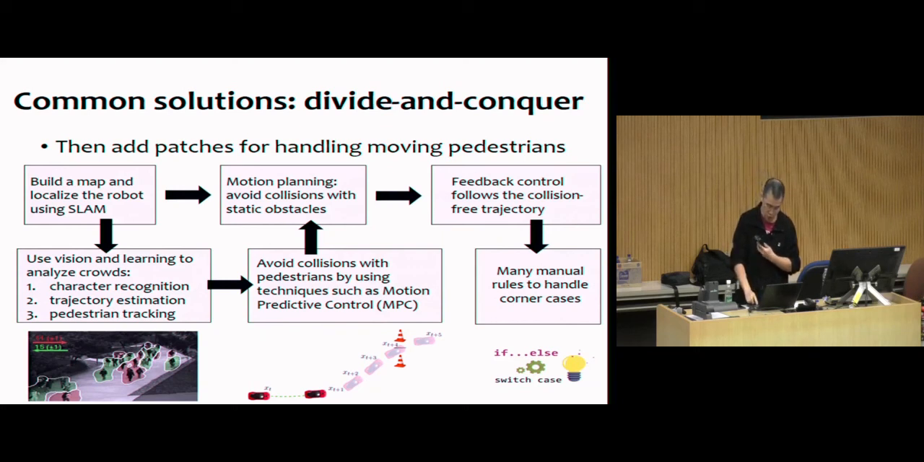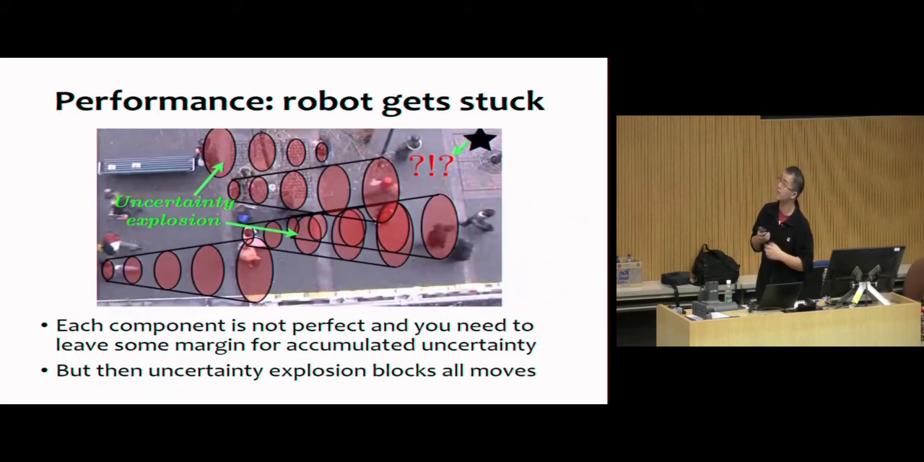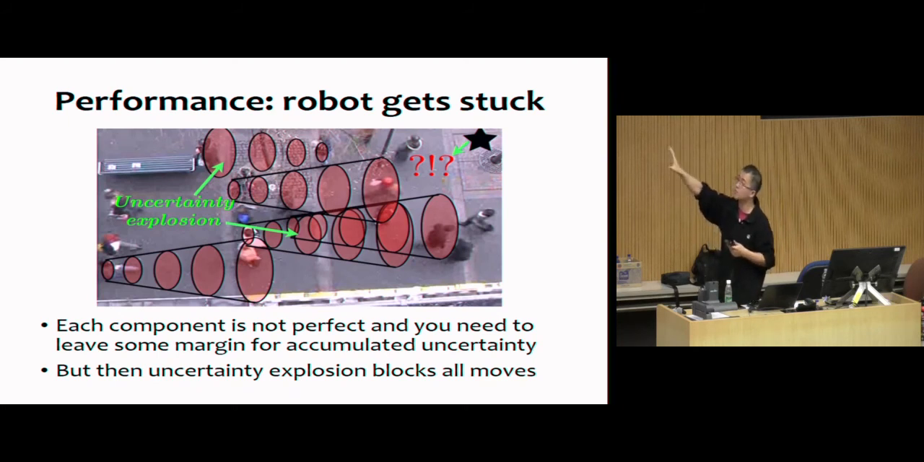We also work with many companies. These companies implement this kind of system, and then they want to see how it works. The actual performance is that the robot will easily get stuck inside the dense crowd. The reason is very simple. We have many components, and each component is not perfect, so you need to leave some margin so that the system can work well. However, if you connect all these components together, these margins become larger and larger and larger.